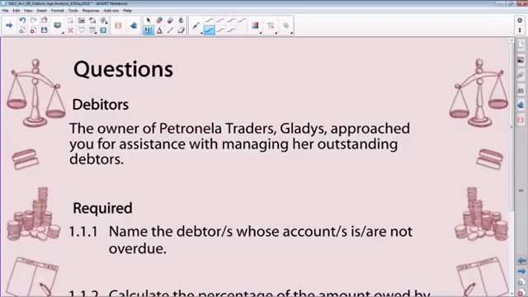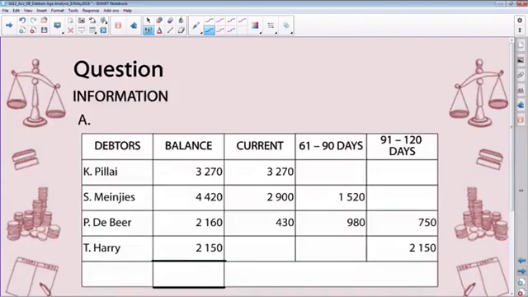Welcome back, grade 12s. Yes, the question that we promised. We said, the owner of Petronella Traders, Gladys, approached you for assistance with managing her outstanding debtors. The information that you are provided with is the following. You are given a debtors age analysis. Do you see what it looks like?